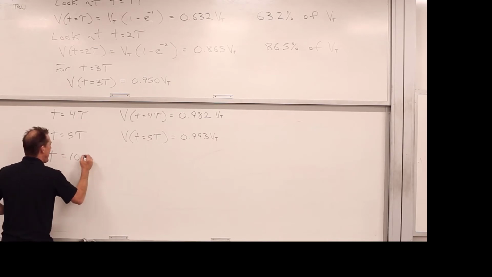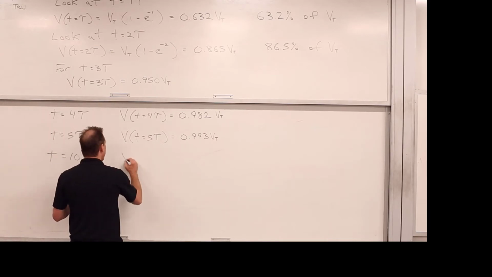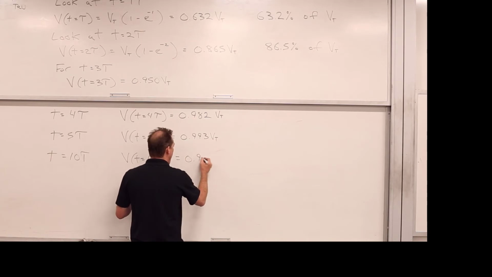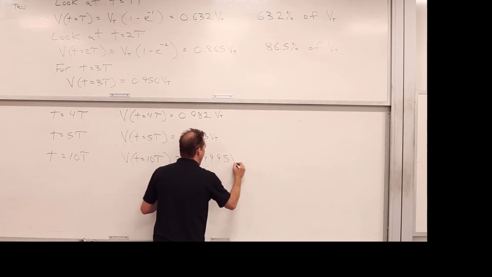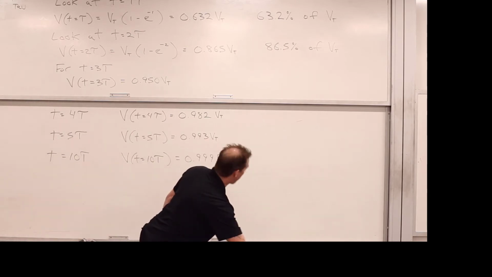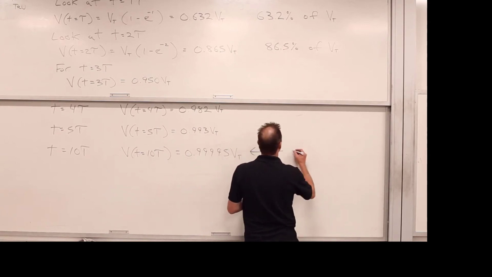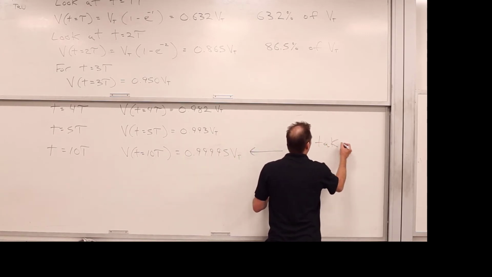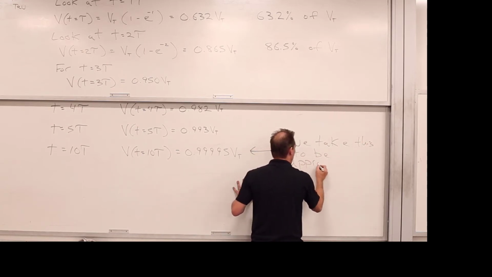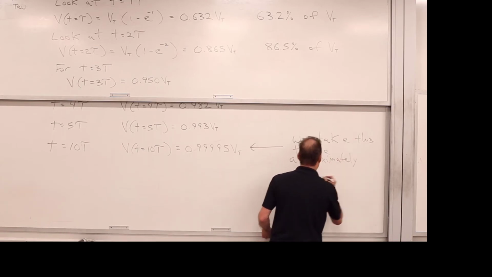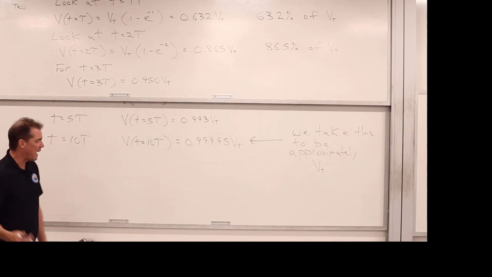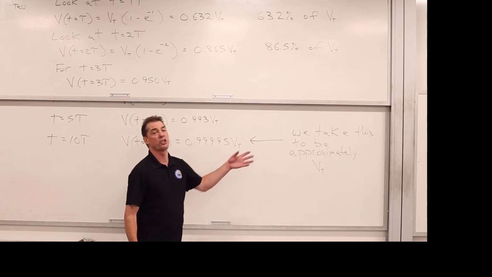One more. t is equal to 10 tau. 10 time constants go by. V of t is equal to 10 tau is equal to 0.99995 v sub t. 99.995% of the maximum speed is obtained after 10 time constants. We take this to be approximately v sub t. That is, the general rule is after 10 time constants have gone by, the object can be assumed to be at its terminal speed itself.